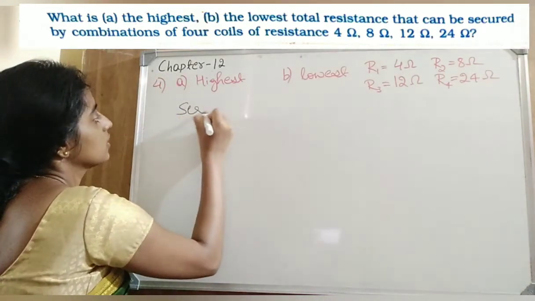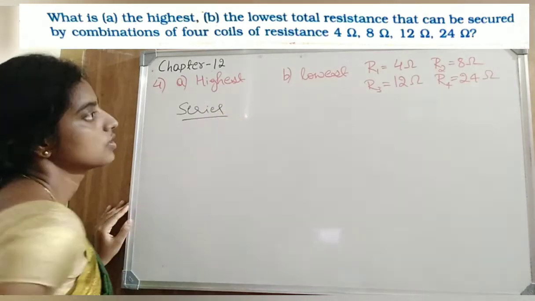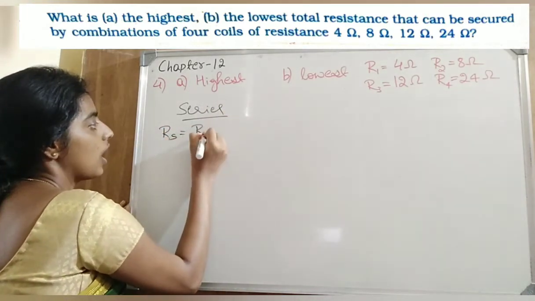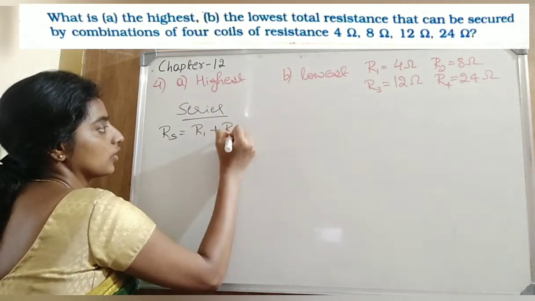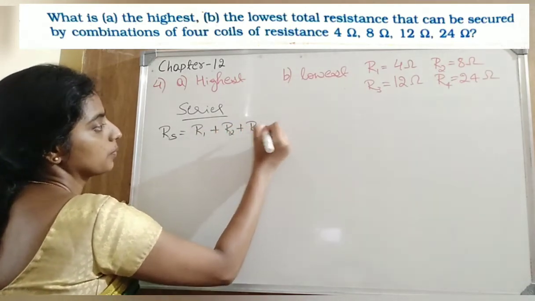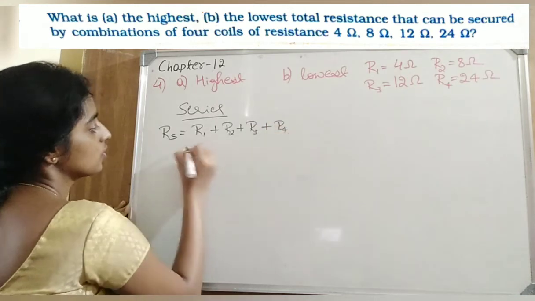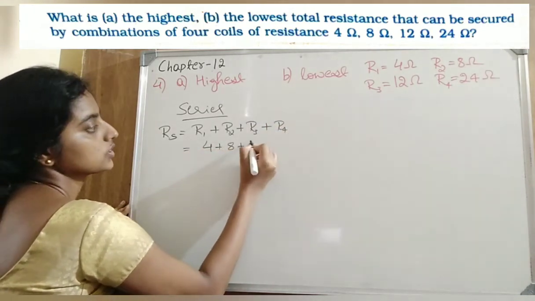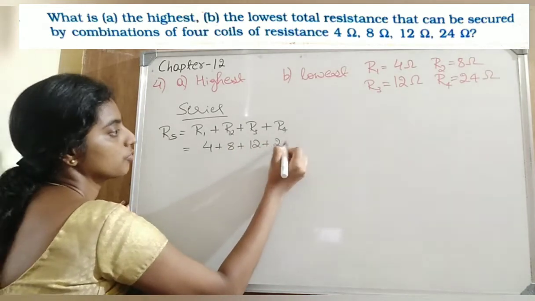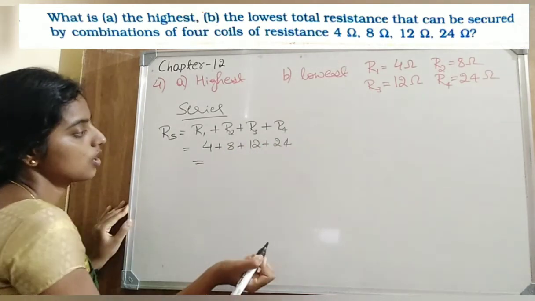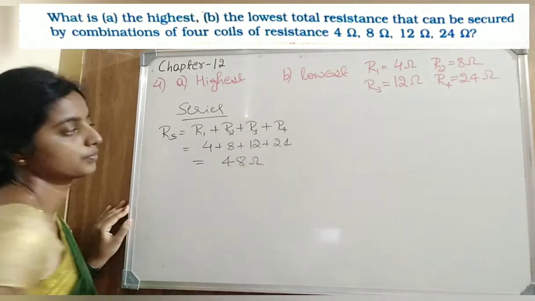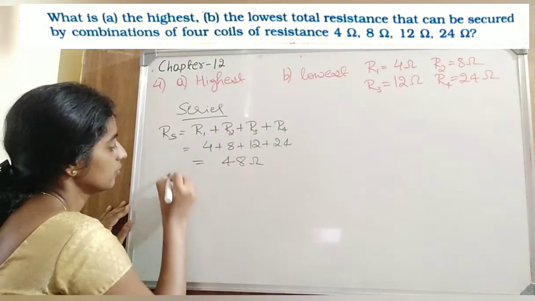First we'll solve in series. So for series, we know the formula, Rs is equal to R1 plus R2 plus R3 plus R4. So substitute all the values, 4 plus 8 plus 12 plus 24, and see how much we'll get. We'll get 48 ohm. So now we'll solve in parallel.